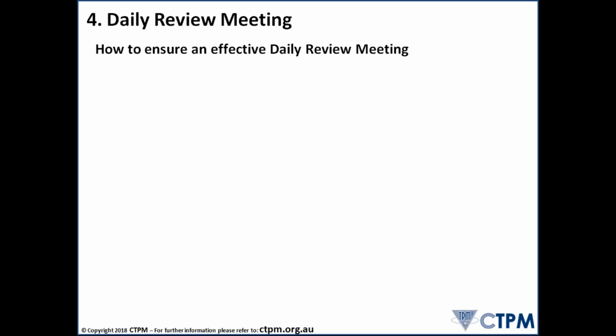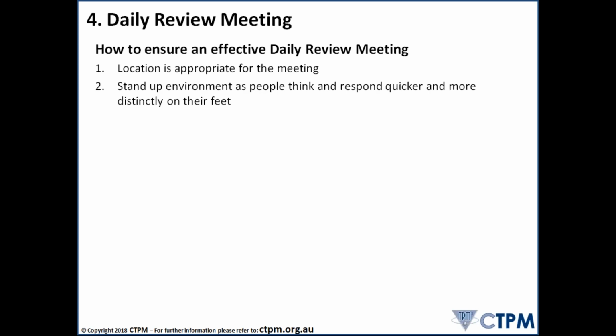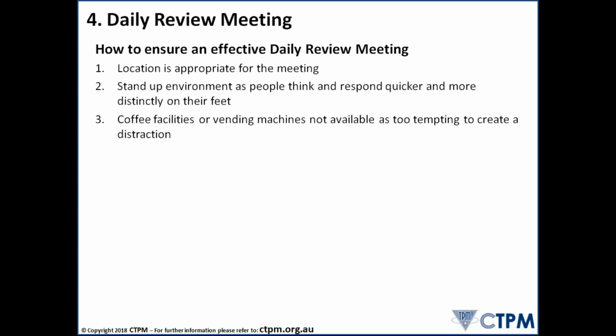Things to ensure that an effective daily review meeting runs effectively. You want the location as appropriate for the meeting. So you want it somewhere very easy for everybody to get to. You don't want them having to go between buildings or to different sites, ideally. You want everyone standing up. It's only 10 to 15 minutes. If they're sitting down, it can turn into a much longer meeting. Coffee facilities or vending machines not available as it's too tempting. Sometimes we can't get away from this, so the rule should be nobody makes coffee while the meeting is running.